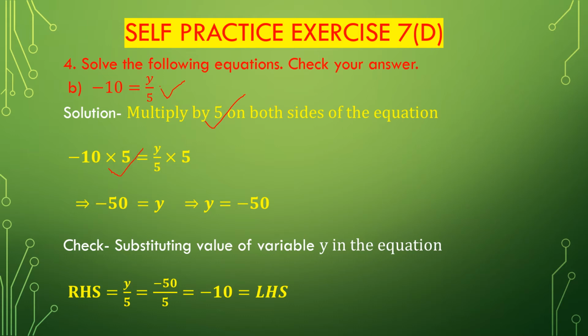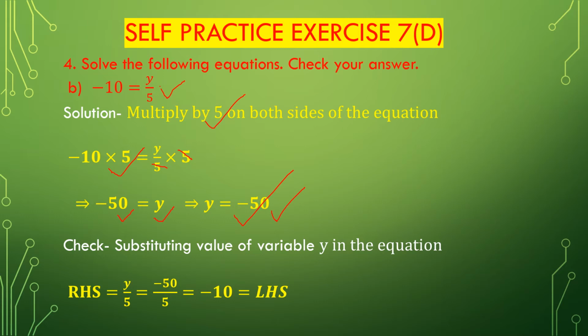Minus 10 multiplied with 5 is minus 50, and y divided by 5 multiplied with 5, cancel 5 and 5. Now we get y, that is y equal to minus 50. हमें y का वैल्यू मिला minus 50.